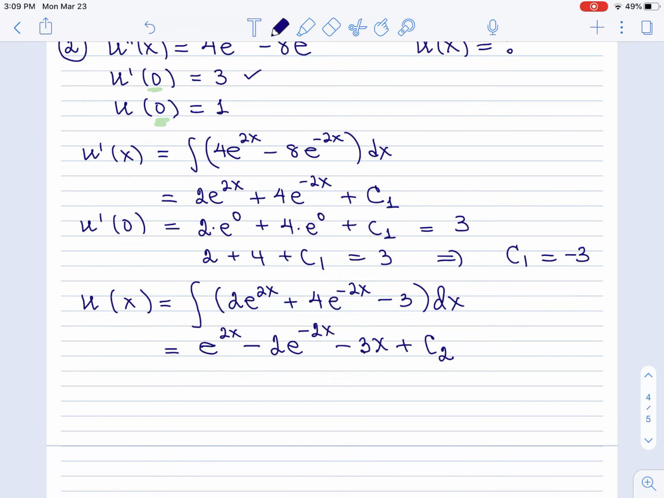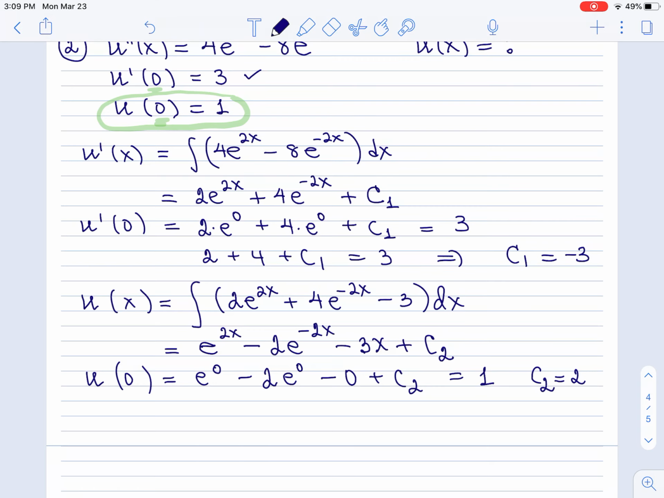Now we're going to use this condition right here to find that c2. So u of 0 is e to the 0 minus 2 e to the 0 minus 0 plus c2, and all of that is equal to 1. So what do we get? We get 1 minus 2, which is negative 1, plus c2 is equal to 1. So from here, c2 is equal to 2.